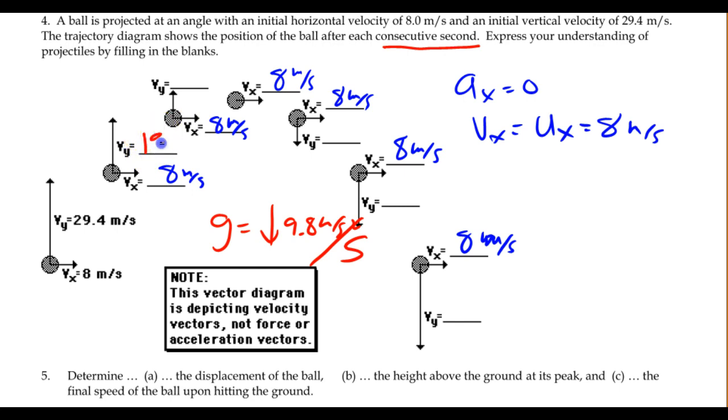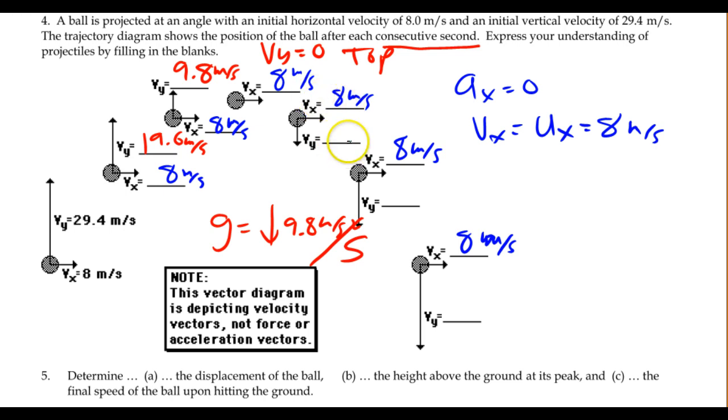19.6 meters per second in the vertical. 29.4 minus 9.8. By the time it reaches here, it will lose another second, so it's going to lose another 9.8. It'll be down to 9.8. Notice there's no Vy here at the top. At the top, the velocity in the y equals 0. That's how you know that you've reached the top of the object's flight, the peak flight point.